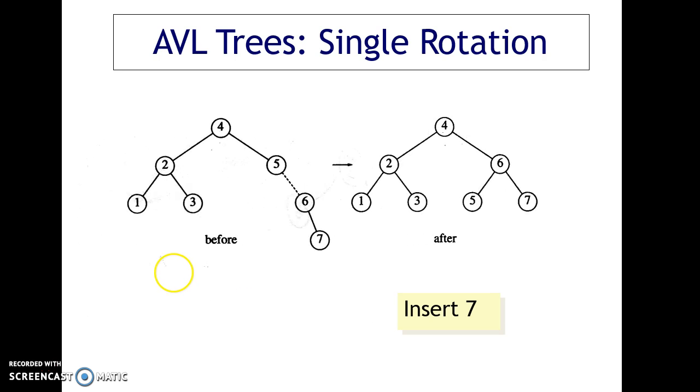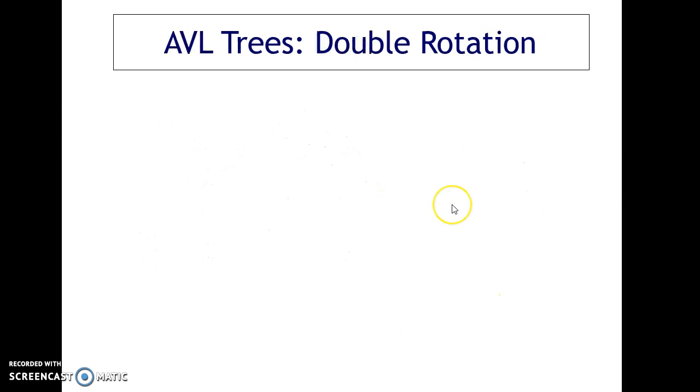Next I am going to insert 7 here. After inserting 7, this 3 is unbalanced. Here also I am going to check which case it is: an insertion into the right subtree of the right child. Hence after rotating, our tree will be like this.